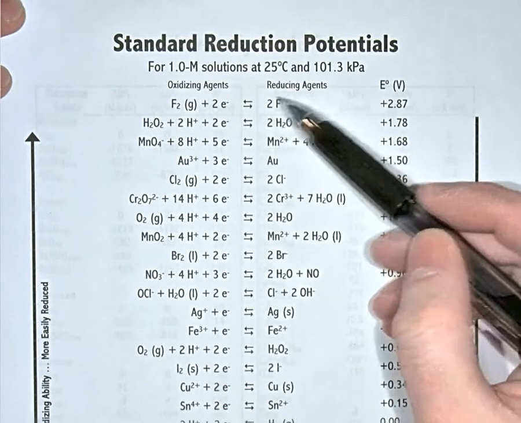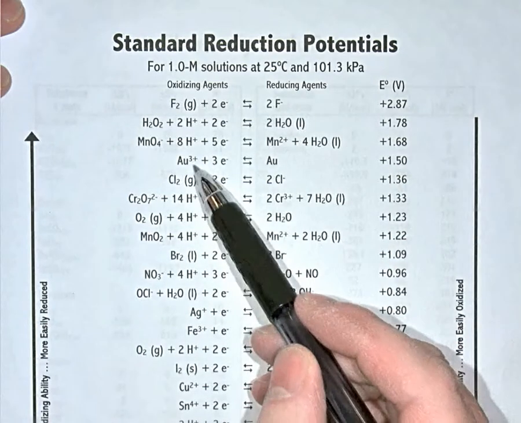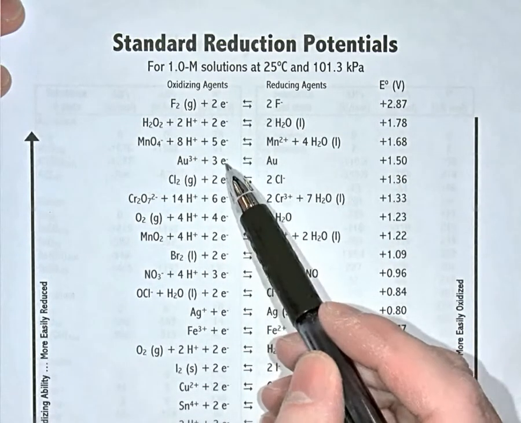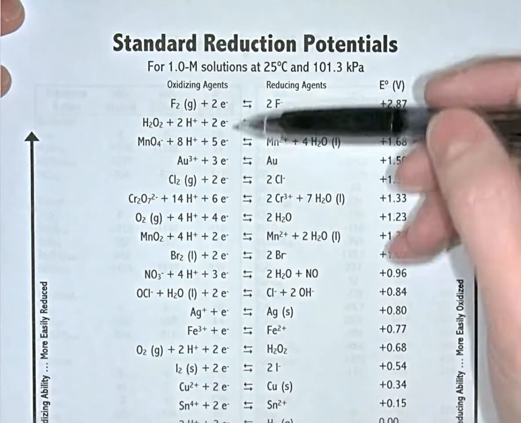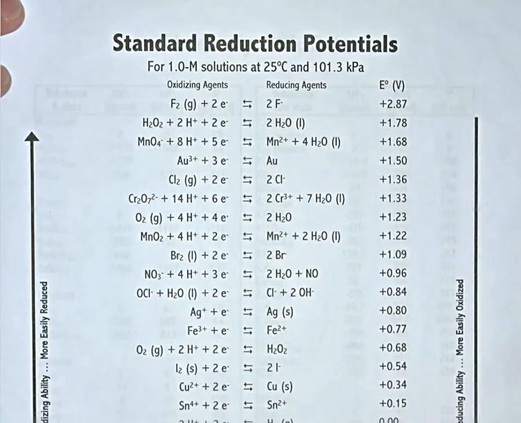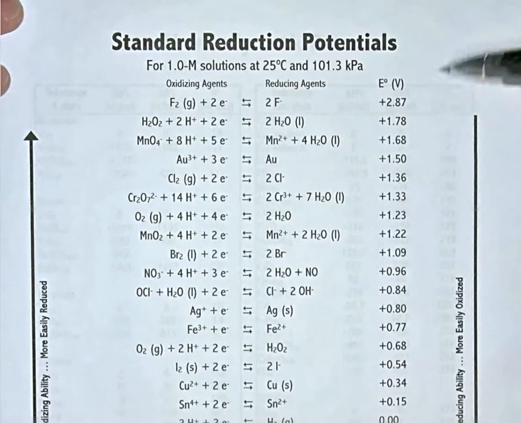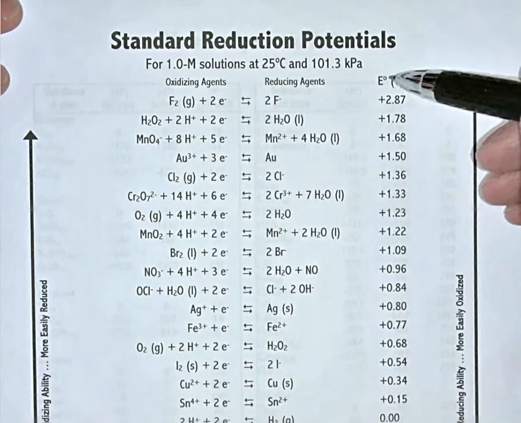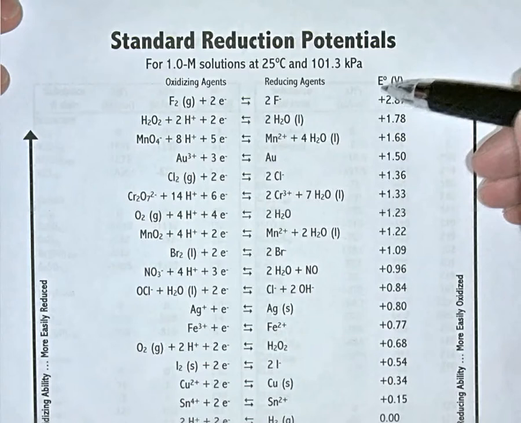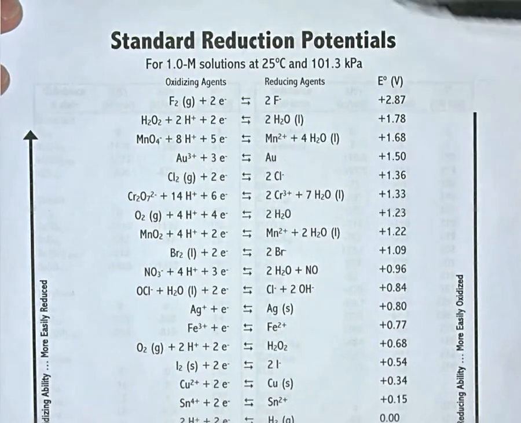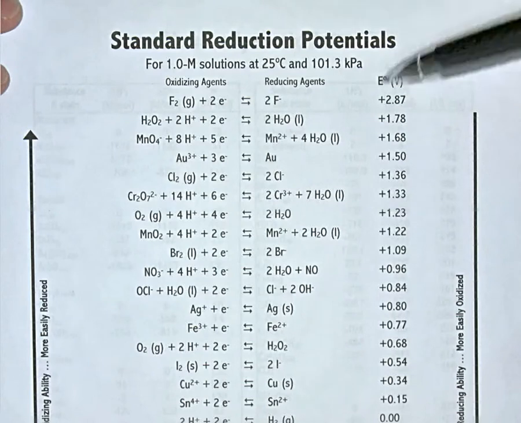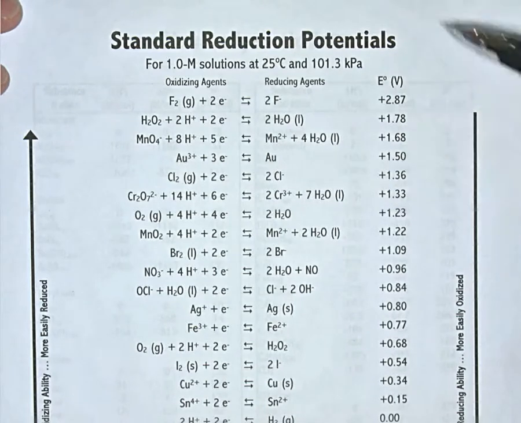Fluorine gains electrons and makes fluoride ions. Gold 3 plus gains 3 electrons and becomes gold metal, which is neutral gold. So each of the reactions is written as a reduction reaction. The numbers on the side have the symbol E with a degree symbol, or E naught, and their units are volts. So these are the standard reduction potentials for each reaction.